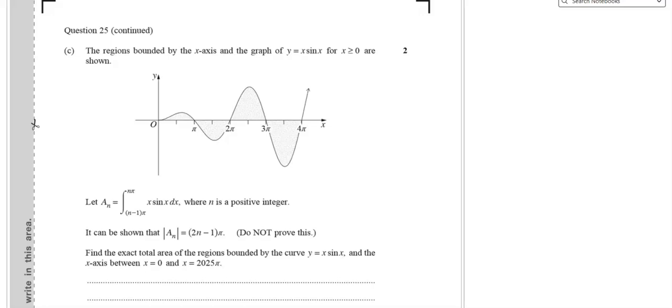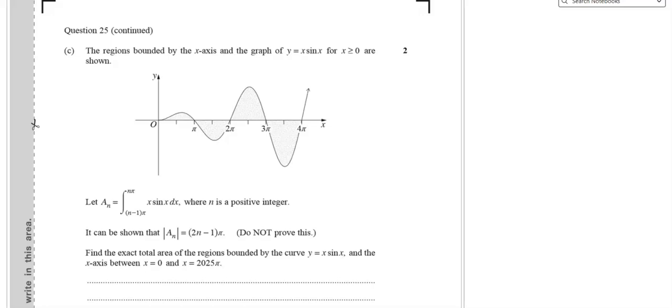Question 25, part C. The regions bounded by the x-axis and the graph of y equals x sin x for positive x are shown. Let a_n be defined as the integral from (n minus 1) pi up to n pi of x sin x dx, where n is a positive integer. It can be shown that the absolute value of a_n is (2n minus 1) pi, and we're told explicitly do not prove this.